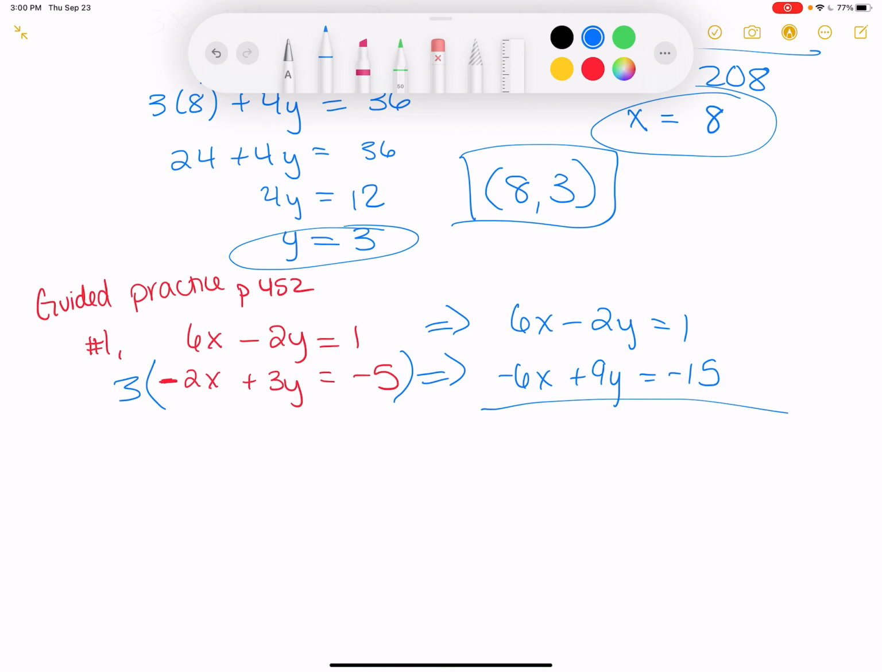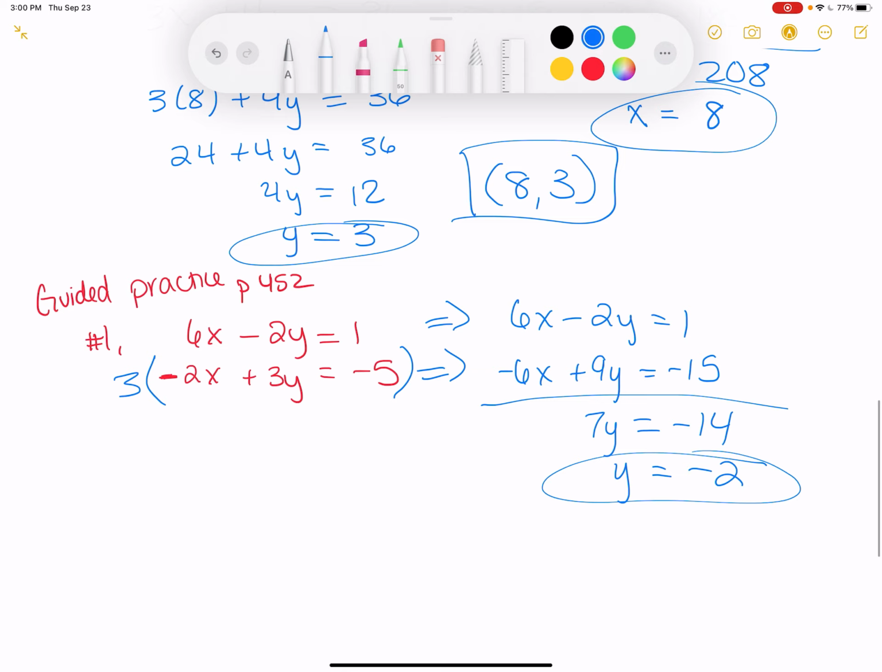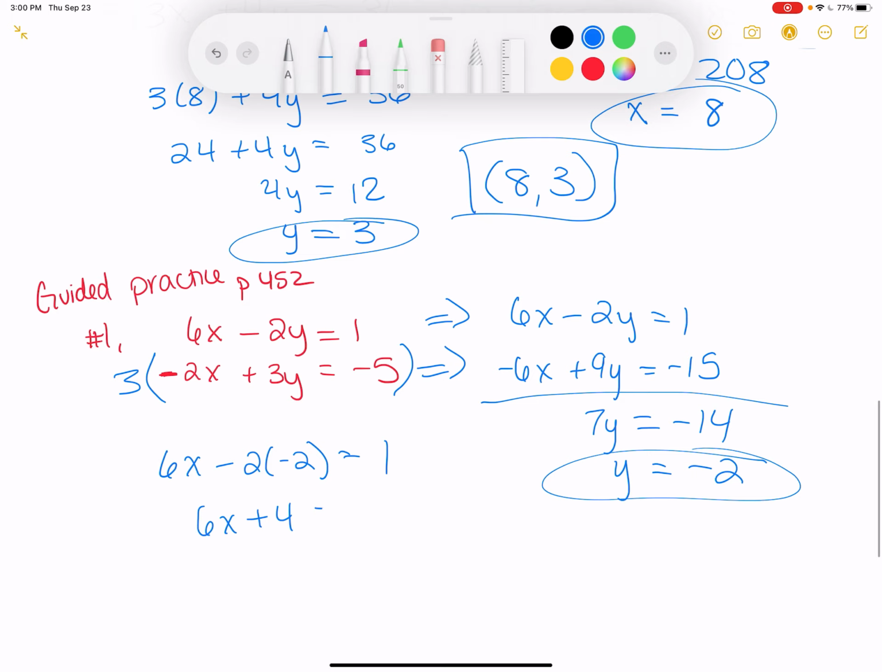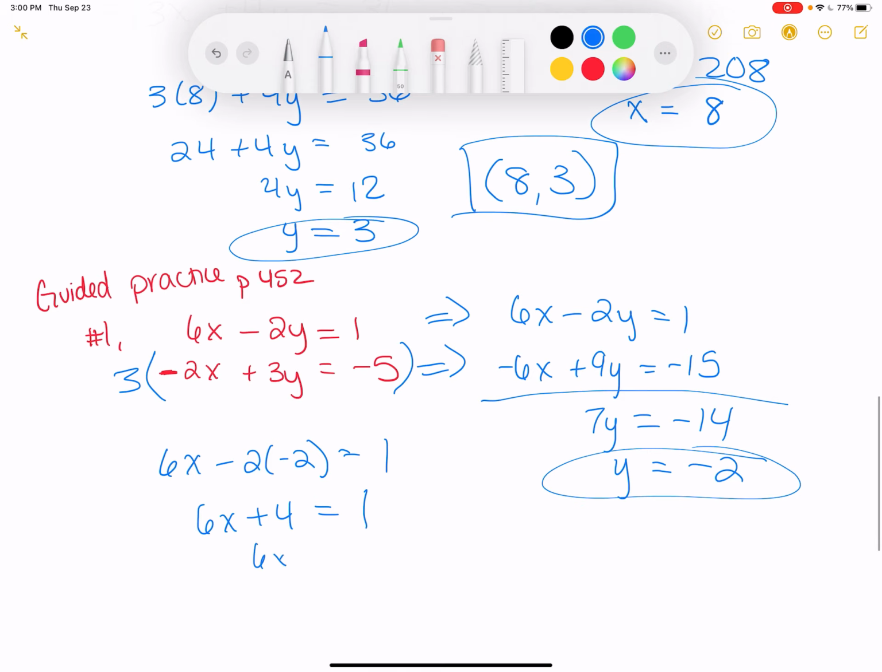The x's cancel, so that gives me 7y is equal to negative 14. So y is equal to negative 2. Top or bottom? All right, 6 times negative... I'm about to put that in the wrong spot. Scratch that. 6x minus 2 times negative 2 is equal to 1. 6x plus 4 equals 1. 6x is equal to negative 3. So x is equal to negative 1/2, negative 0.5.